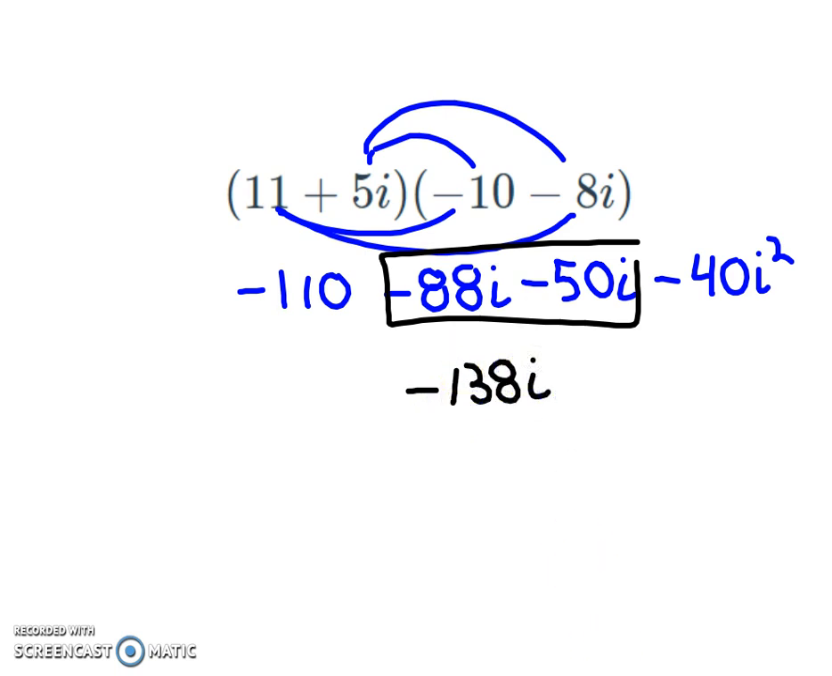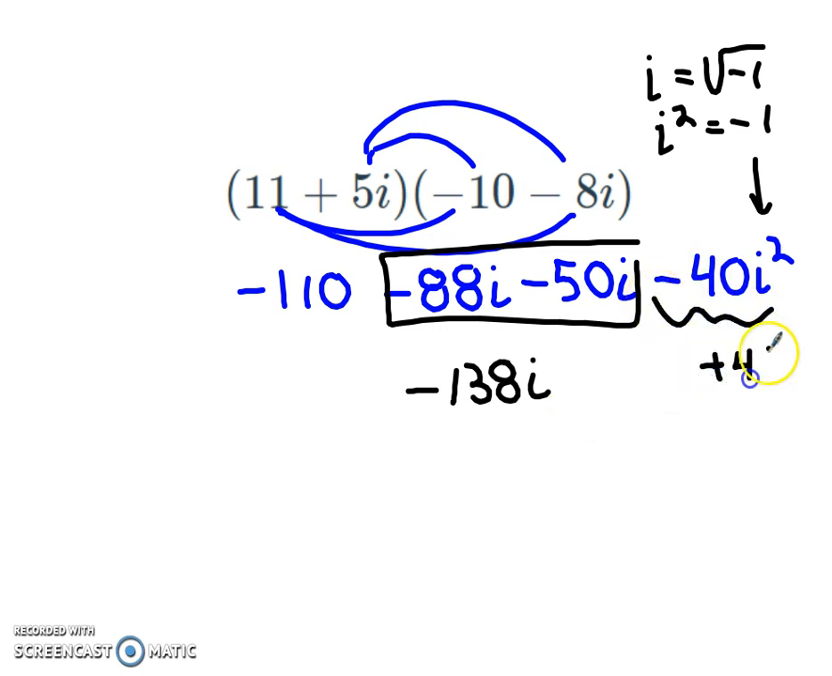Okay? And then we'll have to be a little bit careful here because you may remember that i is the square root of negative 1. So i squared is negative 1. Okay? So really this is negative 40 times negative 1, so it becomes plus 40. So we'll take negative 110 and add 40. That's going to give us actually a negative 70. So that'll be our answer when we multiply that pair.